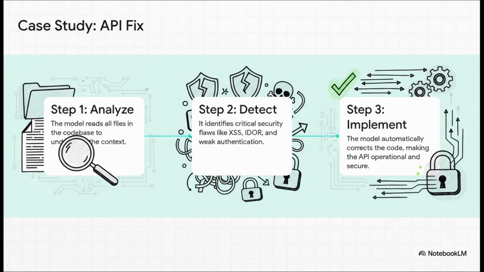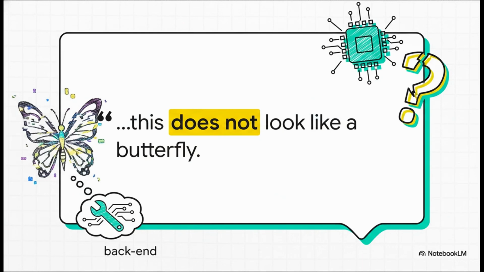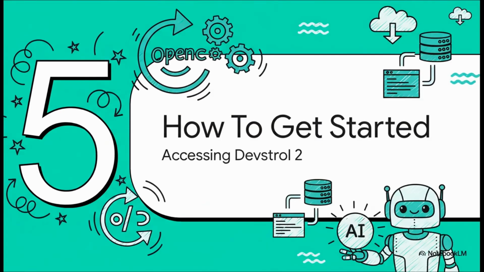That's its sweet spot. And to really illustrate what it's not good at, when one user asked it to create an SVG, a vector graphic of a butterfly, well, the result was animated, but let's just say it did not look like a butterfly. So yeah, stick to the back end with this one. Okay, so you get it. You know its strengths, and you're ready to take it for a spin.